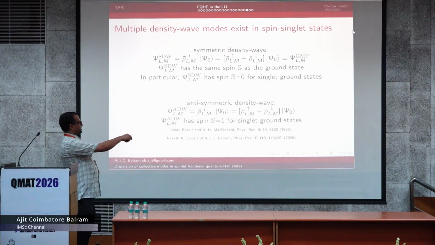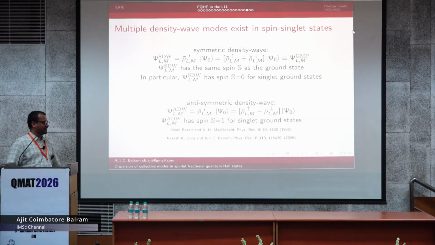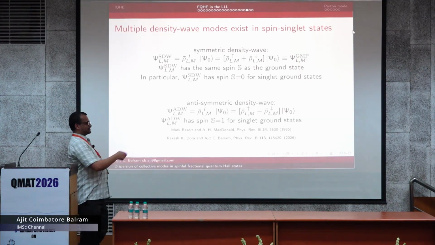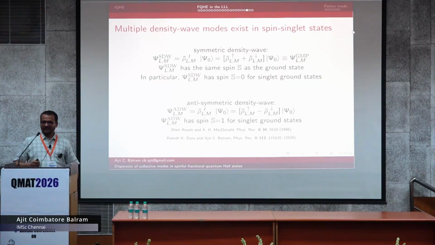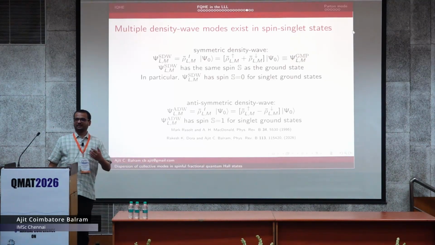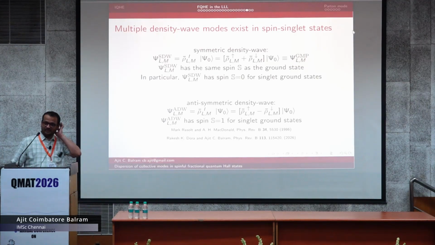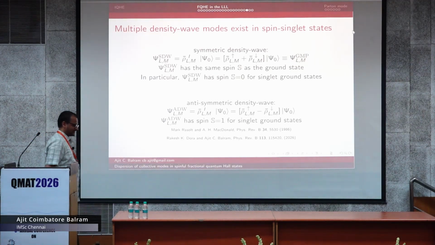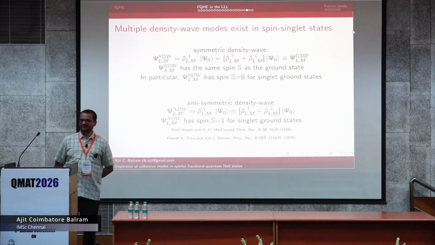Then there is another combination, which is called the antisymmetric density wave. That is, you take rho up minus rho down and you act it on the ground state. It turns out that this excitation has spin that's different from the ground state. It has spin s equal to 1 for spin singlet ground states. Okay, so this was the density wave construction for collective modes in spin singlet systems.